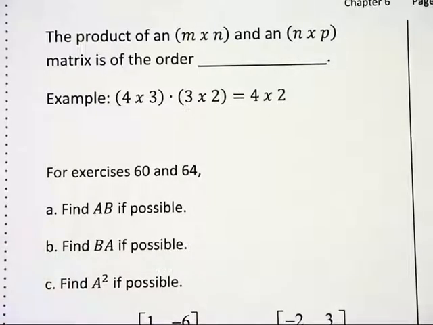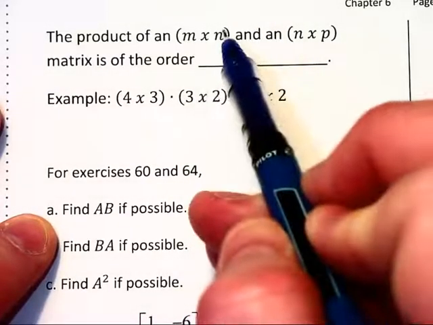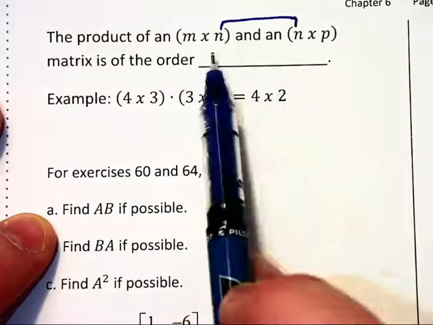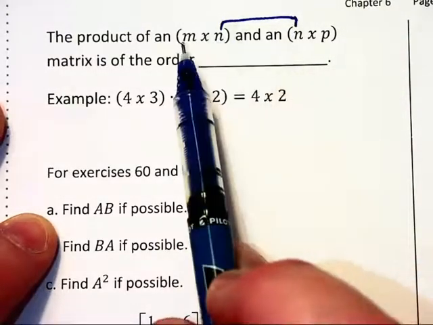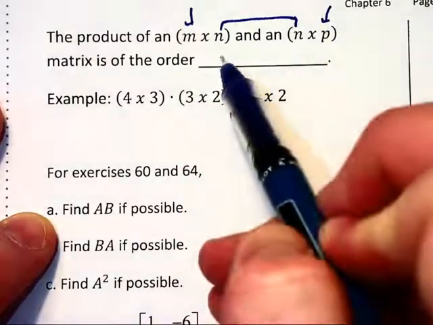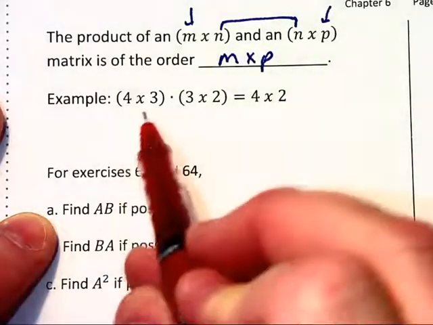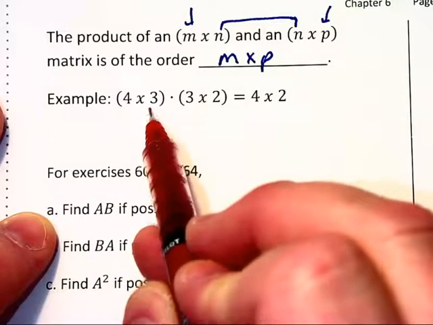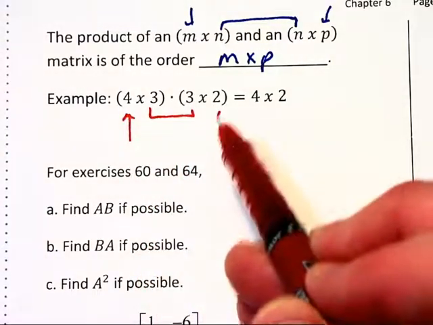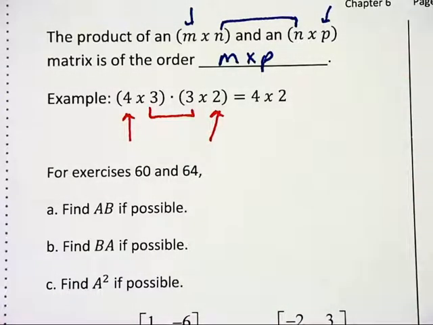Now we will turn our attention to multiplying matrices. When you are multiplying them, you need to make sure that the number of columns of the first matches the number of rows of the second. And then these outer numbers, m and p, tell us the order of the product will be m by p. In other words, if I have a 4 by 3 matrix multiplied by a 3 by 2 matrix, notice the 3's in the middle have to match or else you can't multiply, and the 4 on the far left and the 2 on the far right give me a 4 by 2 matrix as the product.